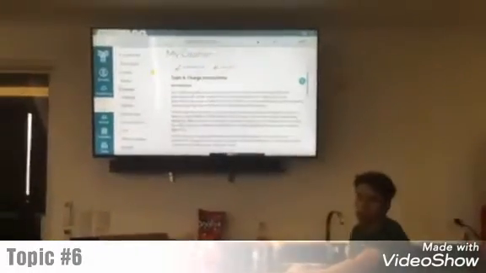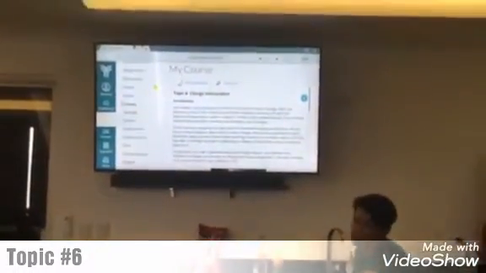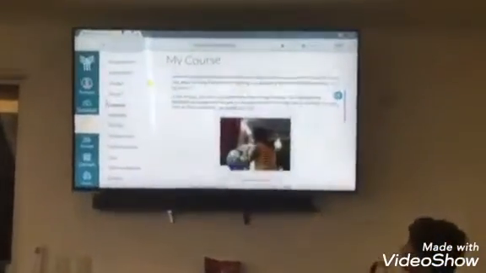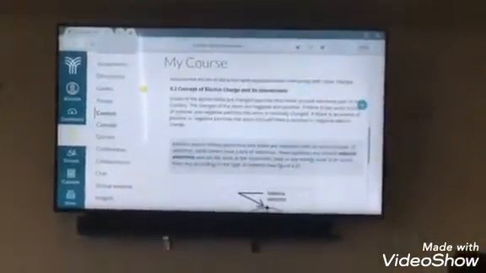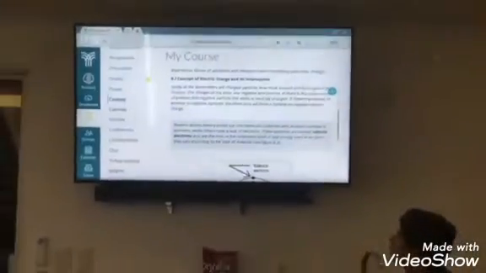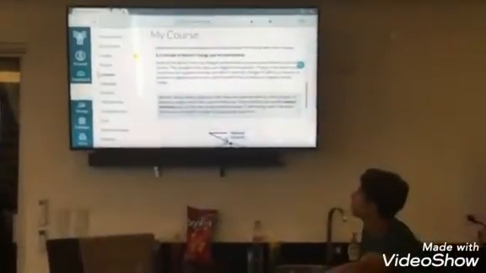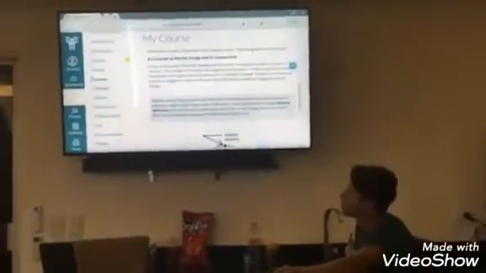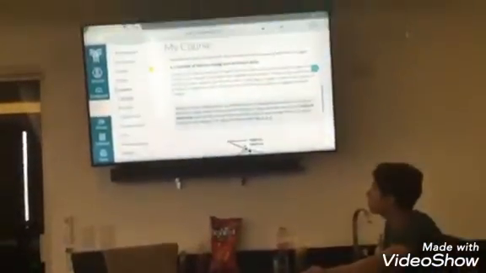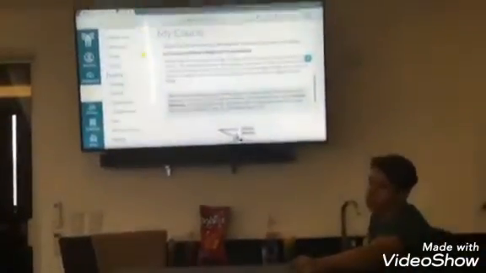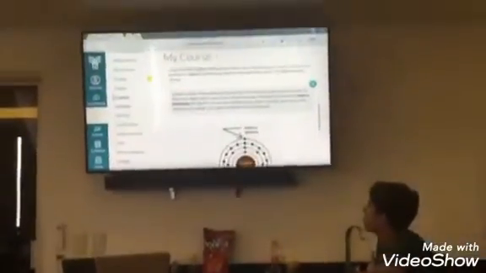I'm going to talk about topic 6, that is charge interactions. The first point that is observed is the concept of electric charge and its interactions. Here we have to mention the electron, which has the negative charge, the proton, which has positive charge, and the neutron, which does not have charge at all.